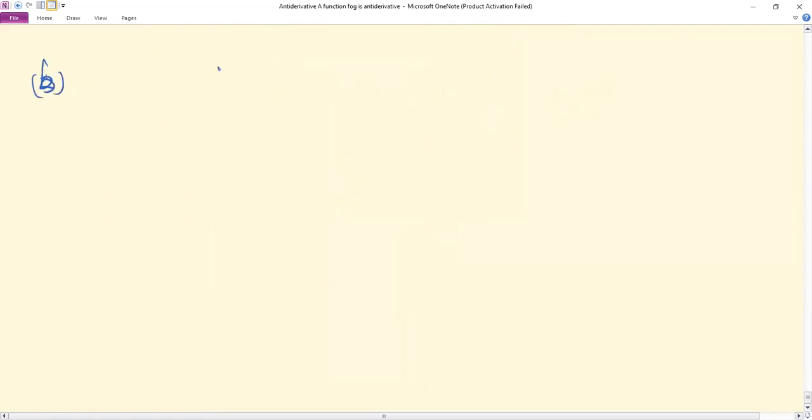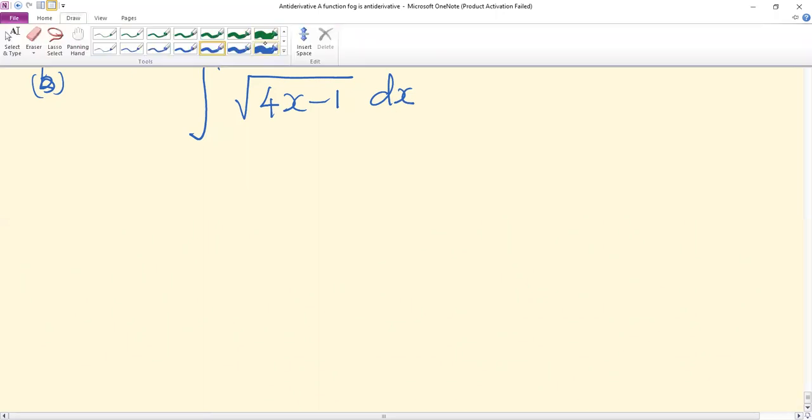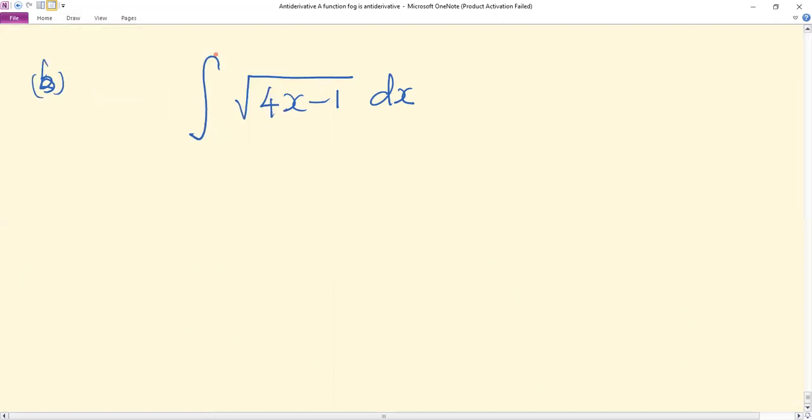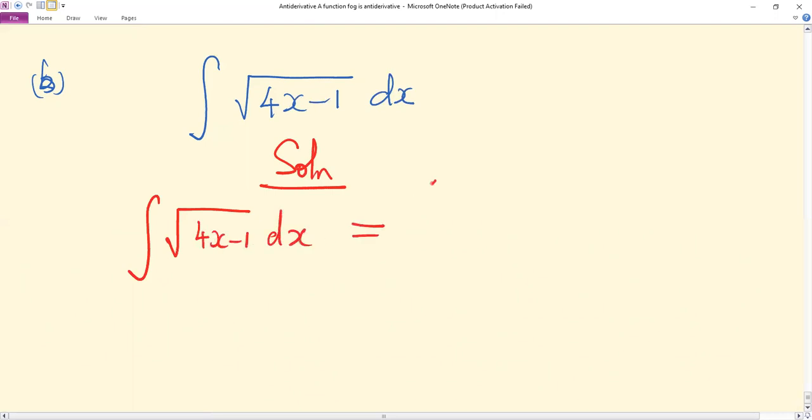B, the integral of square root of 4x minus 1 dx. Now, for us to evaluate this one, we use the substitution method, and then the power rule will help us do the integration after substitution. So solution. The integral of square root of 4x minus 1 dx is the same thing as writing the integral of 4x minus 1, where square root is the same as raised to power half.